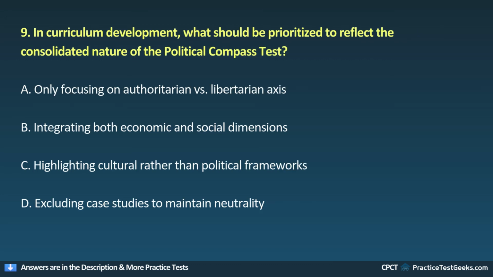9. In curriculum development, what should be prioritized to reflect the consolidated nature of the political compass test? A. Only focusing on authoritarian versus libertarian axis. B. Integrating both economic and social dimensions. C. Highlighting cultural rather than political frameworks. D. Excluding case studies to maintain neutrality.